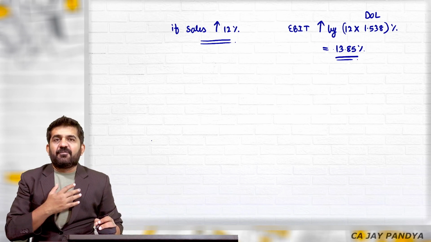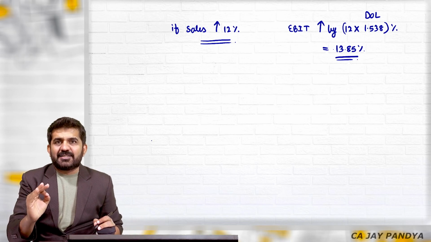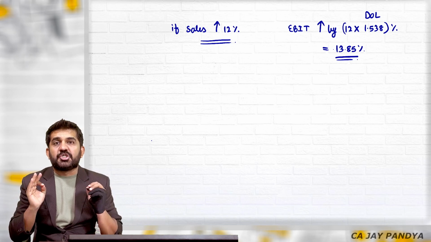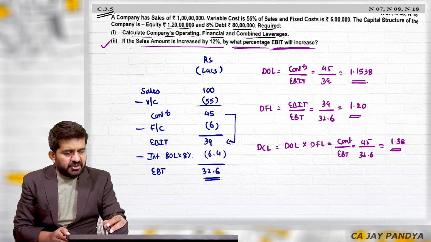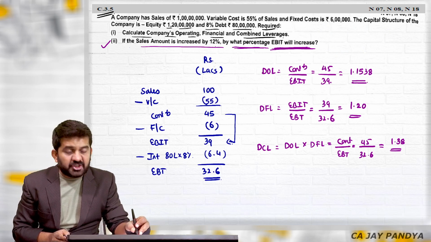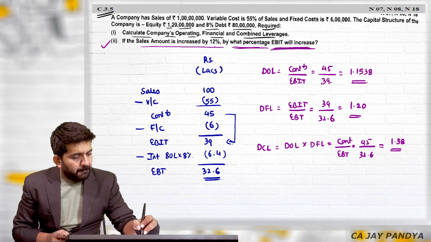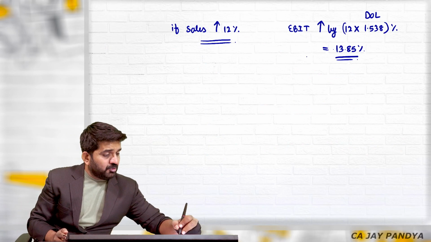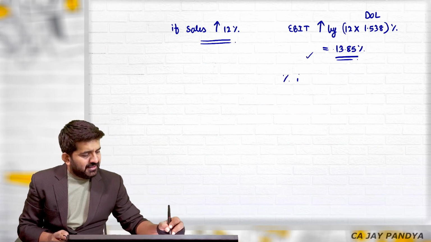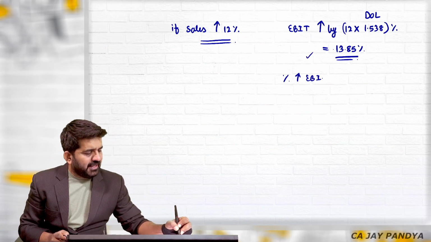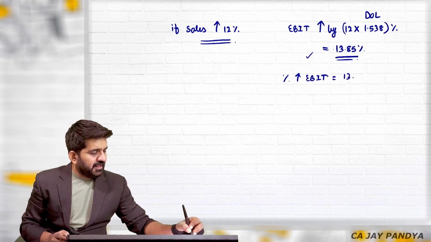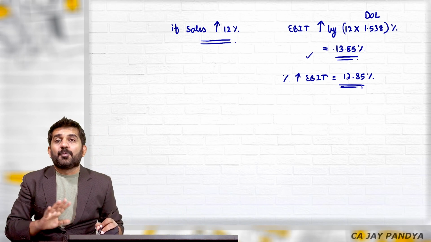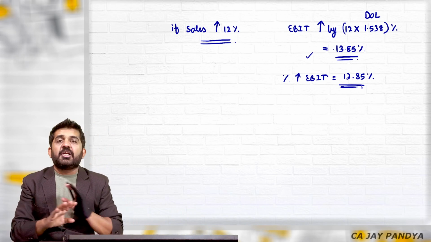Please understand, if I am writing down examination, I will answer what is given, what is asked in the question. What is asked in the question? If the sales amount is increased by 12%, by what percentage EBIT will increase? I have found out the answer. Percentage increase in EBIT will be 13.85%. That's it. We don't need to prove it. Even if it is given in suggested, we need not prove it.